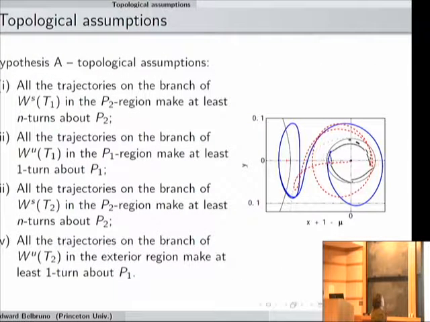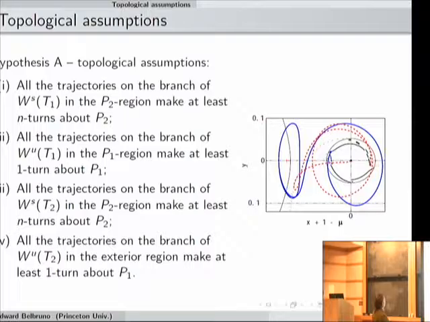All right, so we're going to be making some topological assumptions in order to prove something about this. These are the assumptions that we're making on the invariant manifolds. And it turns out, under numerical work, these are satisfied for these sets of energies, actually.